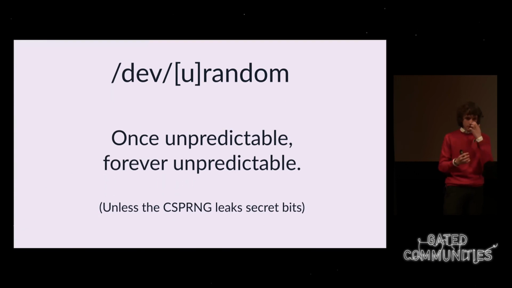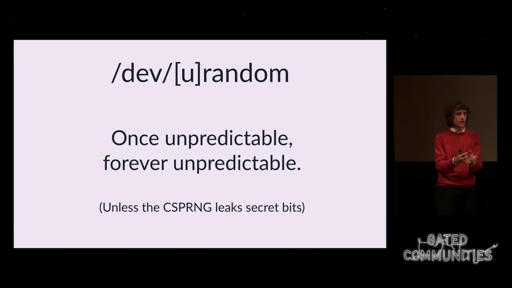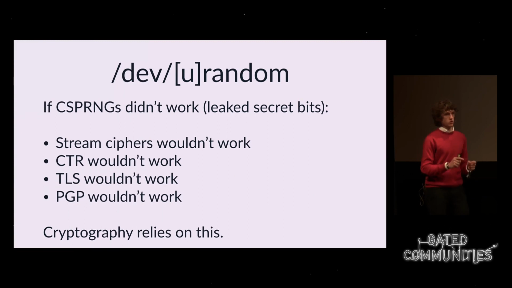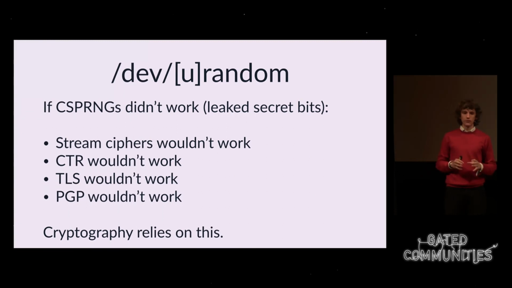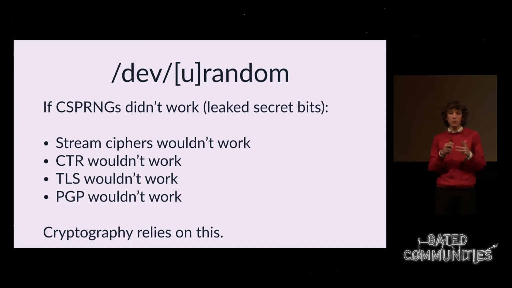Once the pool becomes unpredictable, because too many different events contributed to how the entropy pool looks, it's forever unpredictable, because the attacker doesn't learn anything from the output, obviously, unless the CSPRNG is broken and is leaking information about the entropy pool. However, saying that CSPRNGs are broken is equivalent to saying that a lot of cryptography constructs are broken. It's saying that stream ciphers are broken. It's saying that CTR mode is broken. It's saying that TLS and PGP are broken, because they're both about reusing the same key for multiple packets or messages.